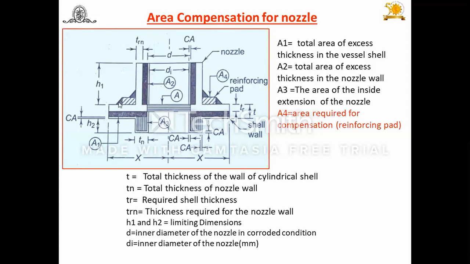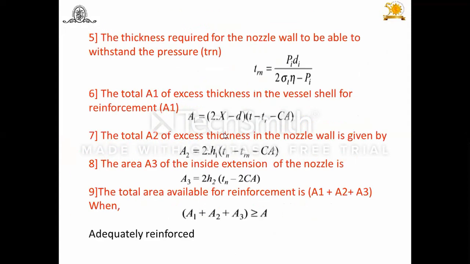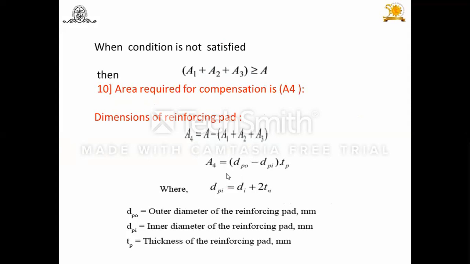Again, where to add it? Now look at this. It is added outside this nozzle part, and it is circular, or you can say in the form of an annular ring at the vicinity of the nozzle. That's why we have to find out the inside diameter and outside diameter of this pad. And how to find it out? Here it is given. Look at this. You will get A4 from this area.